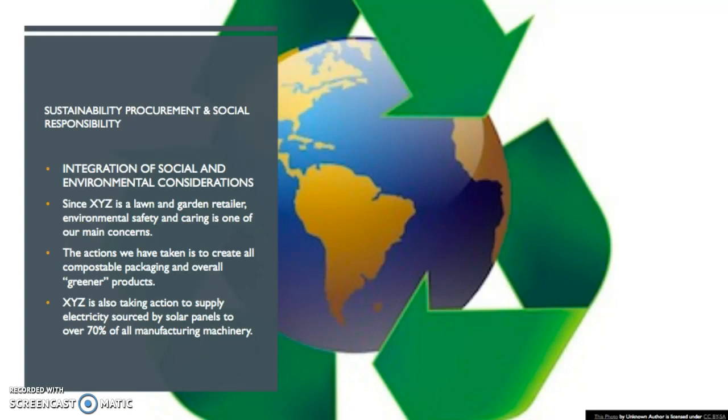Sustainability, procurement, and social responsibility. Integration of social and environmental considerations. Since XYZ is a lawn and garden retailer, environmental safety and caring is one of our main concerns. The actions we've taken are to create all compostable packaging and overall a greener product. XYZ has also taken action to supply electricity sourced by solar panels to over 70% of all manufacturing machinery.